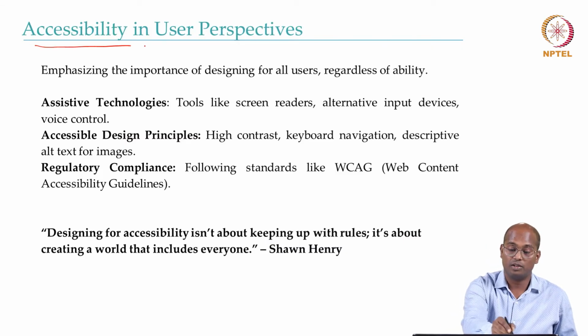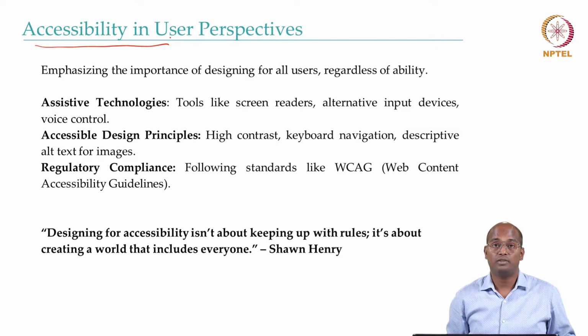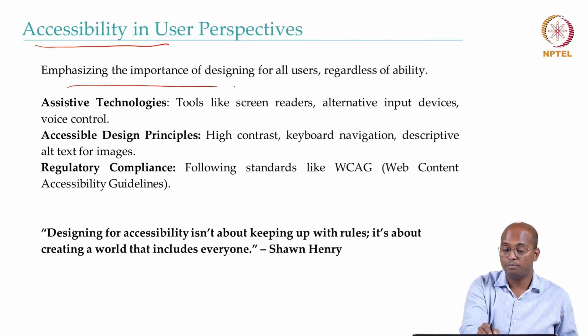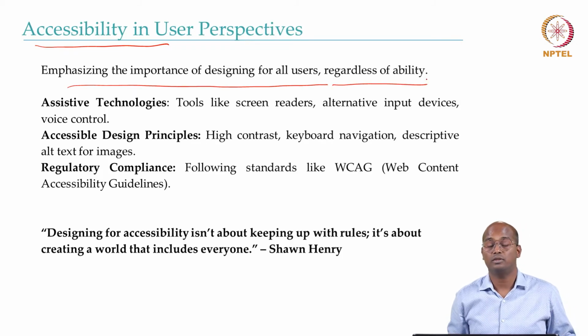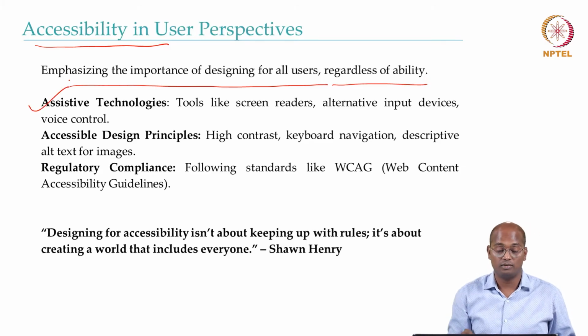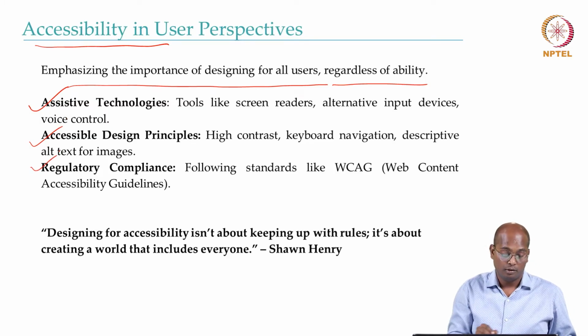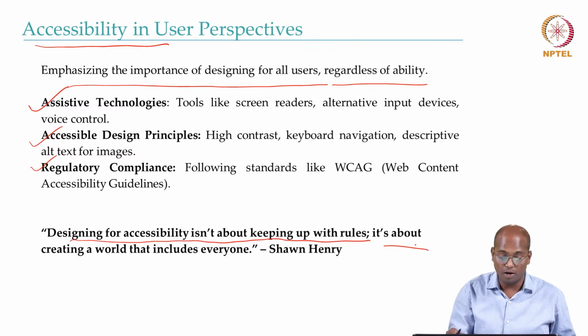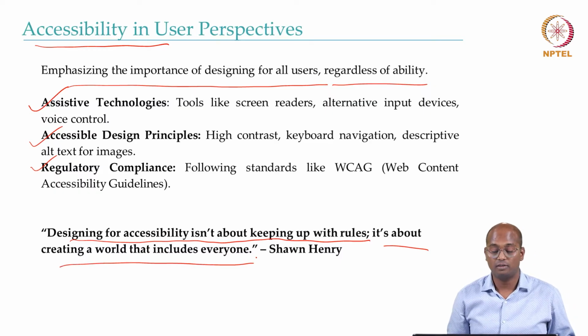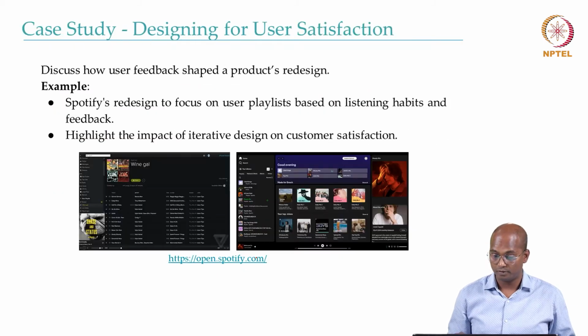Accessibility, as we discussed, is one of the key things in our user-centered design. From the user perspective, it emphasizes the importance of design for all users regardless of their abilities. That's why there are assistive technologies, accessible design principles and regulatory compliance which facilitate that. So designing for accessibility is not about keeping up with the rules, it's about creating a world that includes everyone and no one is left behind, right?